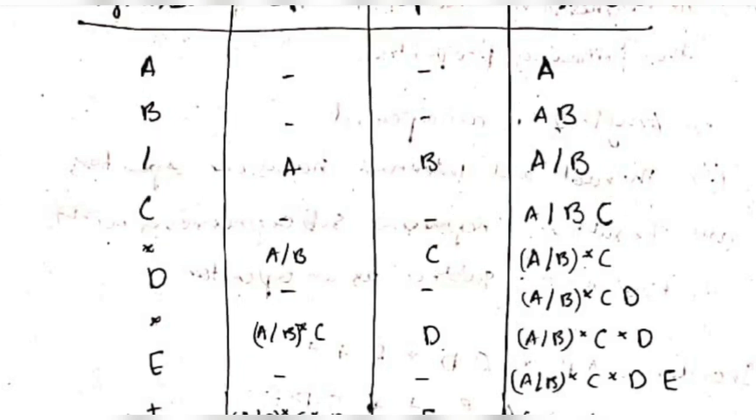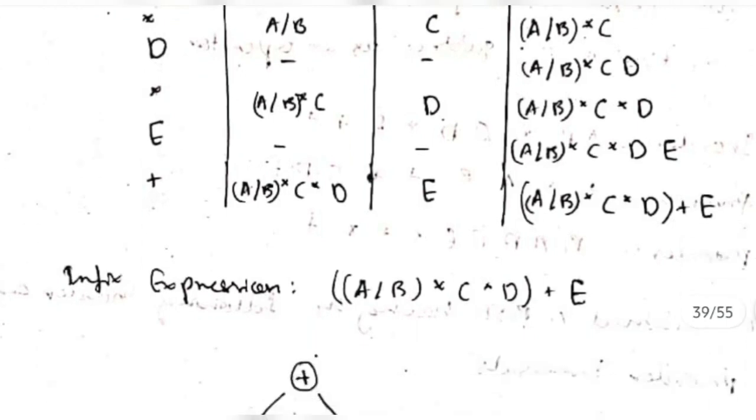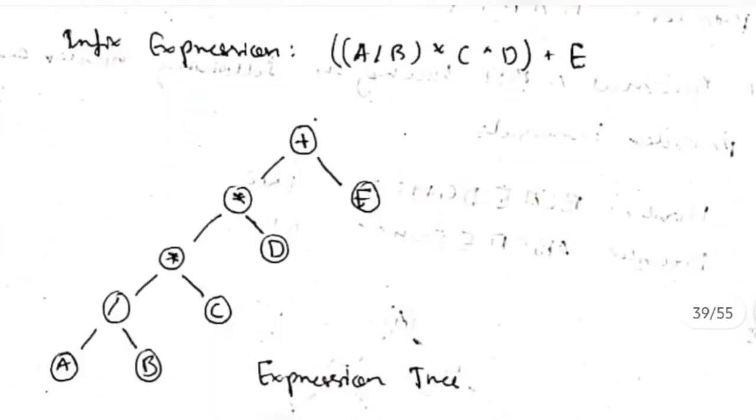Now like that only, moving on till the end, we will get the final expression. This is the infix expression. Now after getting the infix expression, we have to make the expression tree, okay. Now see here, this is one unit and this is one unit. Both of these units are connected by plus.